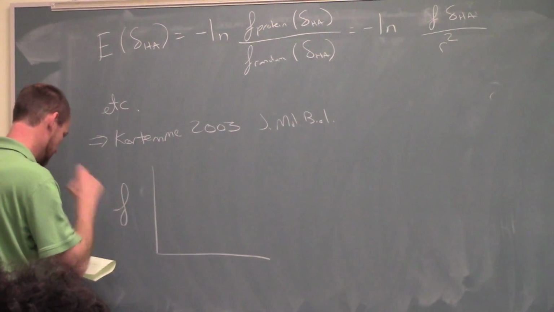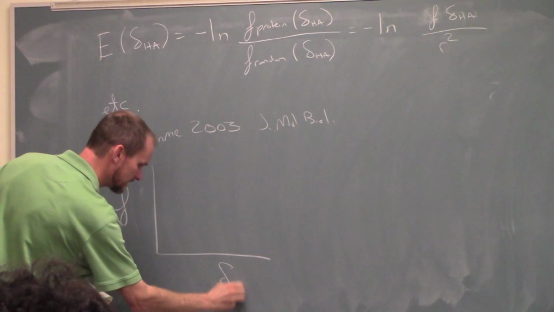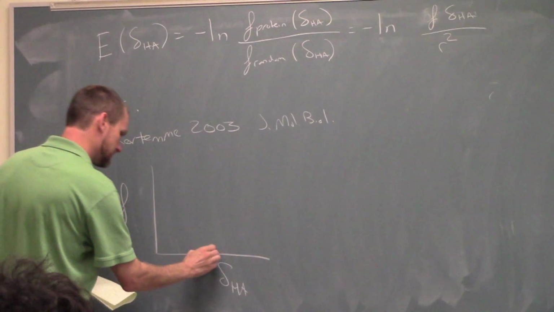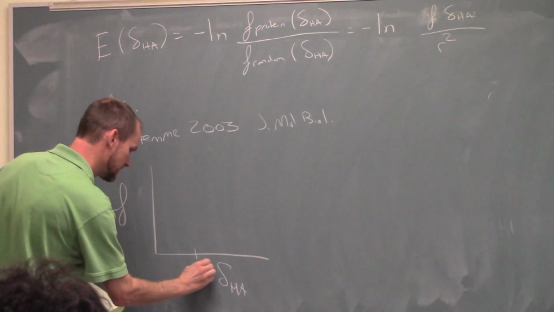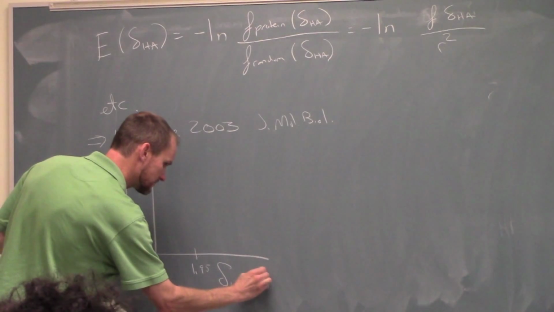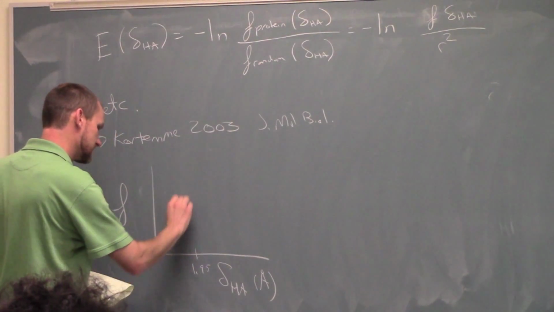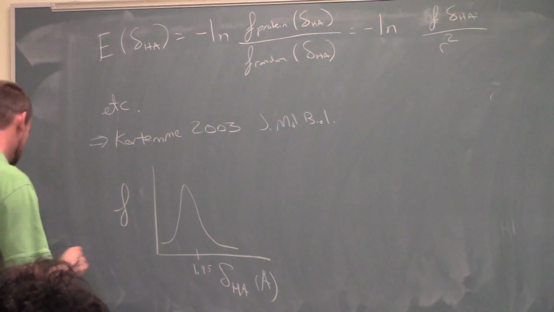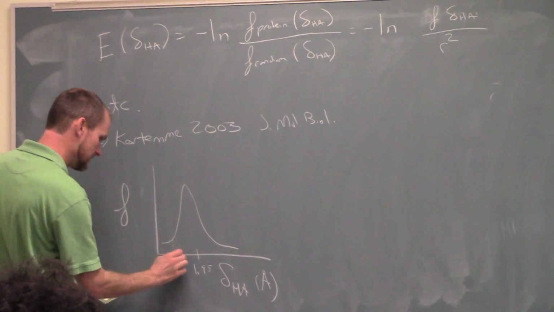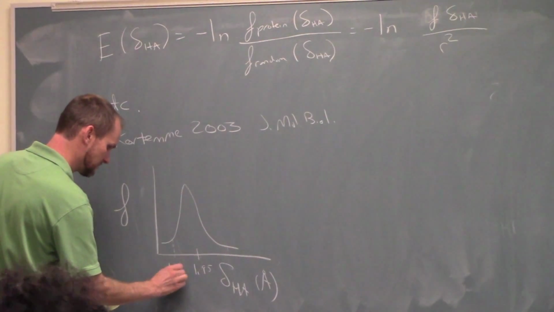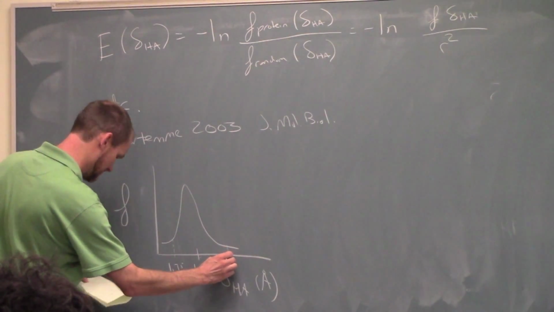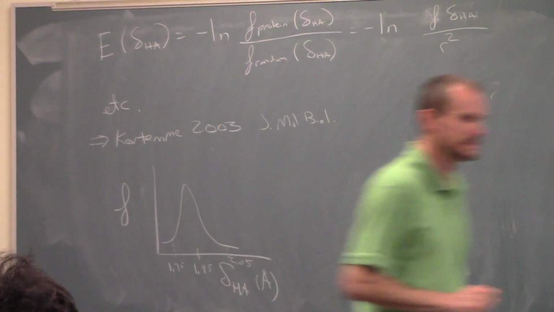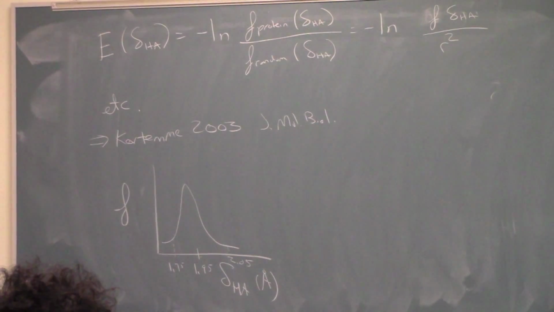The data looks something like this. If we plot delta HA versus the frequency of seeing that distance, we get 1.95 angstroms. There's basically a Gaussian distribution of distances of the hydrogen bond. It goes out to about 1.75 angstroms and about 2.05 angstroms. So there's a standard deviation of about 0.15 angstroms.